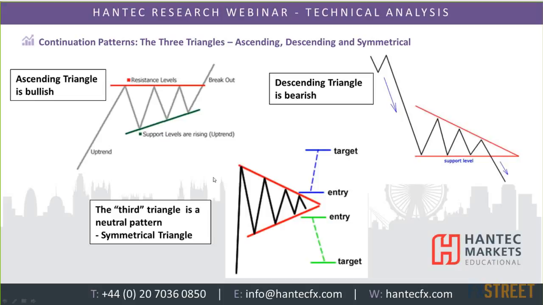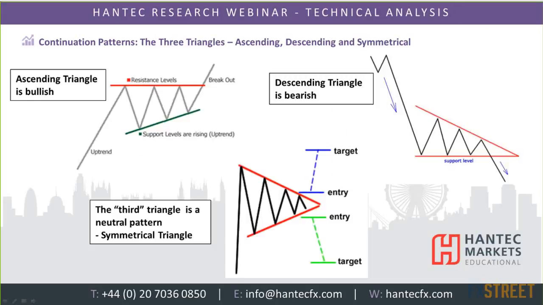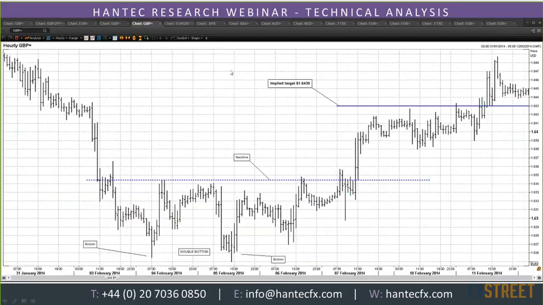You can analyze them quite easily. So, in your ascending triangle, that's another base. Here's your descending triangle, right? You get a move into the consolidation. You've got a prevailing downtrend.